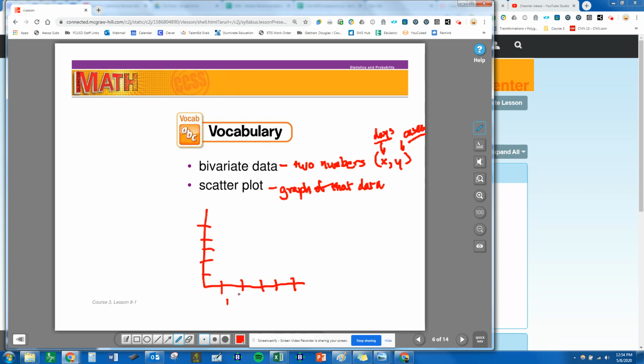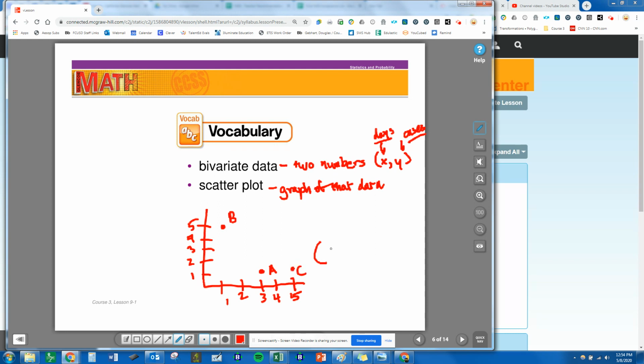Okay, and here's 1, 2, 3, 4, 5. And I'm going to put a few dots on here and just review with you graphing. So let's say I have a dot right here, and I'll call that point A. And I'll put a dot right here, call it point B. And I'll put a dot right here for point C.